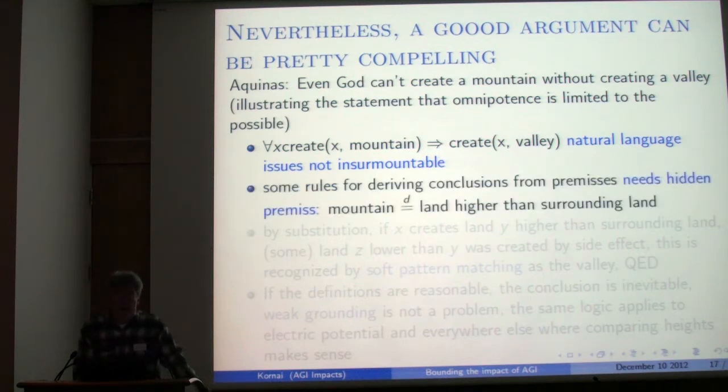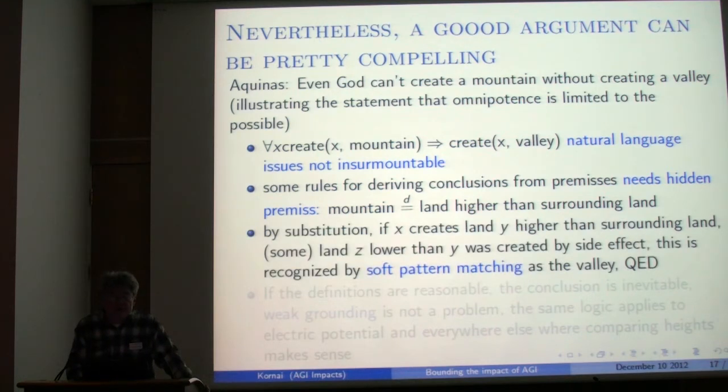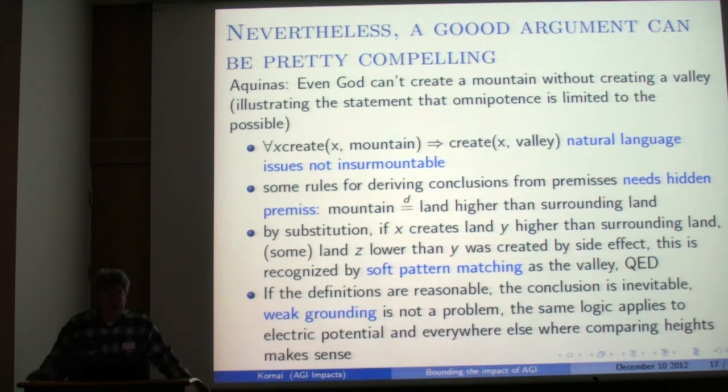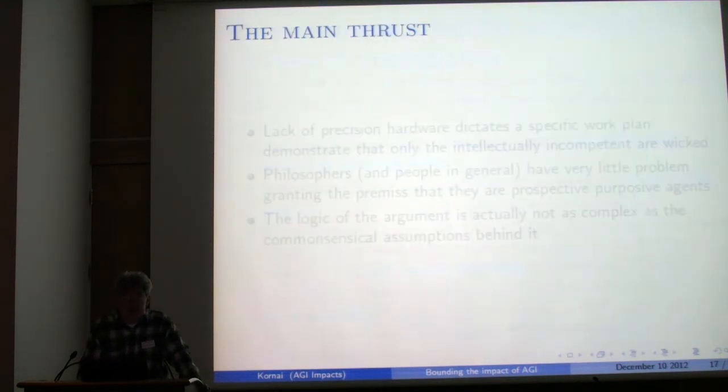So, of course, you need some rules for deriving conclusions from the premises. In particular, you need a hidden premise that the mountain is defined as land higher than surrounding land. So if this is so, then by substitution, if X creates land higher than surrounding land, then some land Z lower than Y was created by side effect, and the soft pattern matching takes this to be the valley, and we have the proof, okay? If the definitions are reasonable, the conclusion is inevitable. And weak grounding is actually not a problem. The same logic applies to electric potential, or everywhere else where comparing heights would make sense. So in fact, it just generalizes what we have to say.